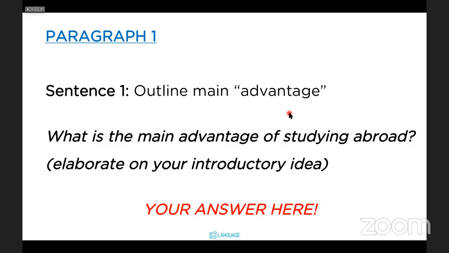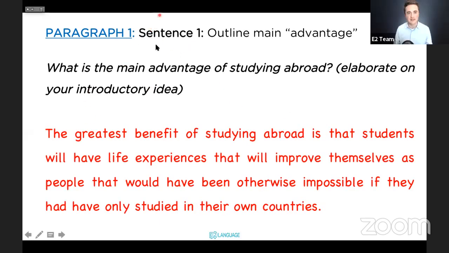Ruchi says most of the studies are based on practical exposure where they get to do something hands-on. Fine. What did I write? I wrote this. The greatest benefit, that's a nice way of saying the biggest advantage. The greatest benefit of studying abroad is that students will have life experiences that will improve themselves as people that would have been otherwise impossible if they had only studied in their own countries.